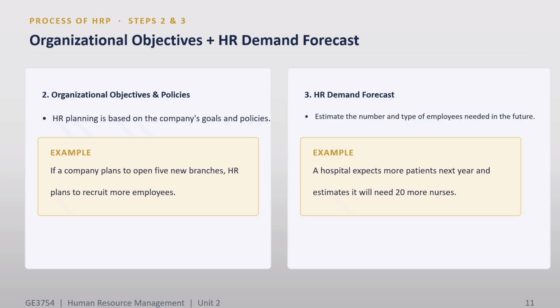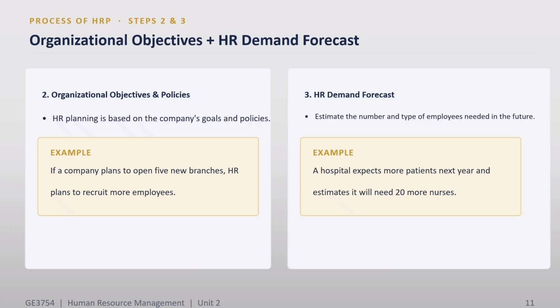So the third step is HR demand forecast. The HR demand forecast means estimating the number and the type of employees that will be required in the future. The organization considers its future activities, expansion plans, production requirements, and business objectives while making its forecast. For example, suppose a hospital expects the number of patients to increase next year. Based on this expected increase, the hospital may estimate that it will require 20 additional nurses.